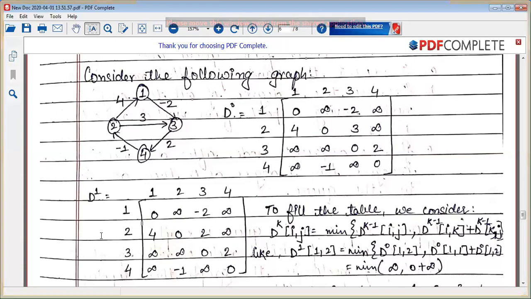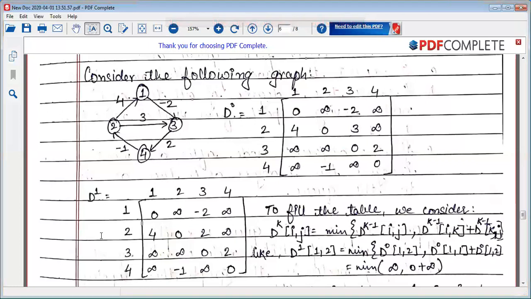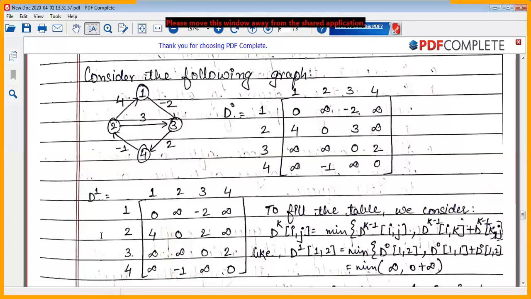So to calculate 2 comma 3, identify the minimum of 2 comma 3 from the previous matrix. So the previous matrix has the value of 2 comma 3 as 3. Then identify the value of 2 comma 3 by taking 1 as an intermediate node. I will break this problem of 2 comma 3 into D0 2 comma 1 and then D0 1 comma 3. So D0 2 comma 1 is 4 and D0 1 comma 3 is -2. Add this value, this will give you 4 minus 2, that is 2. And the value that we have got for the first component, that is D0 2, 3, is 3. So the minimum of 3 and 2 is 2. Update the table. So 2, 3 will contain value 2.